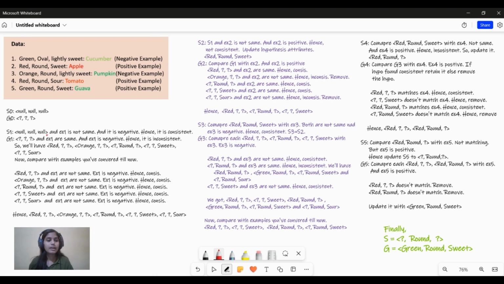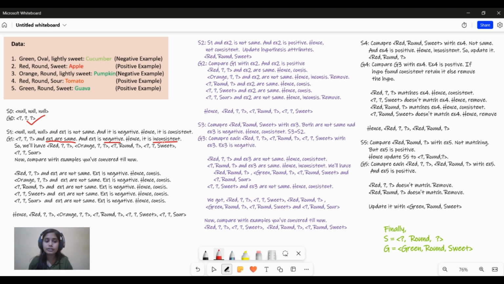Now let's work with the general hypothesis. These question marks and example 1 are the same, because the question mark will contain all colors, so it will contain green also. The second question mark will contain all shapes, so it will contain oval also. The question mark will contain all tastes, so it will contain lightly sweet also. So G naught and example 1 are the same, and this example 1 is negative. So G naught, that is question mark and question mark, is inconsistent.